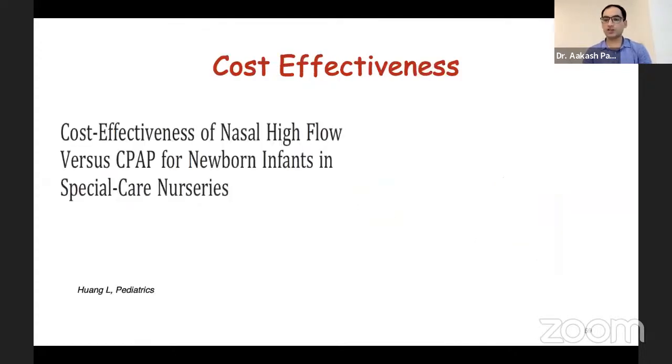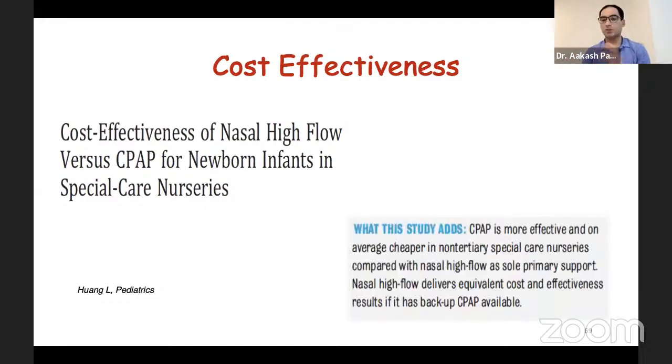Now coming to the cost effectiveness, when we compared cost effectiveness of CPAP versus nasal high flow, especially in level 2 centers like SNCUs, it was shown that CPAP is much more cost effective if you have to choose between either HFNC or CPAP. However, if you have both in the unit, it is good because the majority of the babies who fail HFNC can be rescued with CPAP. But if you have limited resources and only have money to buy one machine, always go for CPAP.